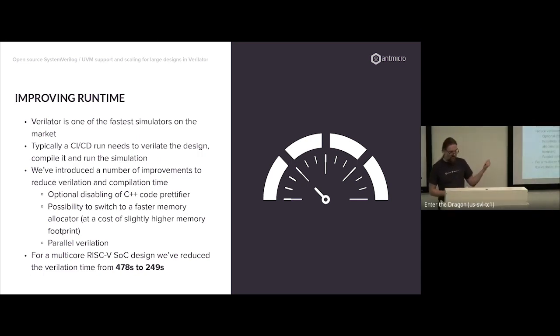Another type of optimization: we're improving the runtime of the relation. As an example, we've managed to go down from 478 seconds to 249 seconds for relating those big designs. And these are production-grade designs. These are not invented examples that are easy for us. These are the biggest of the biggest RISC-V designs. You might guess which ones these are.